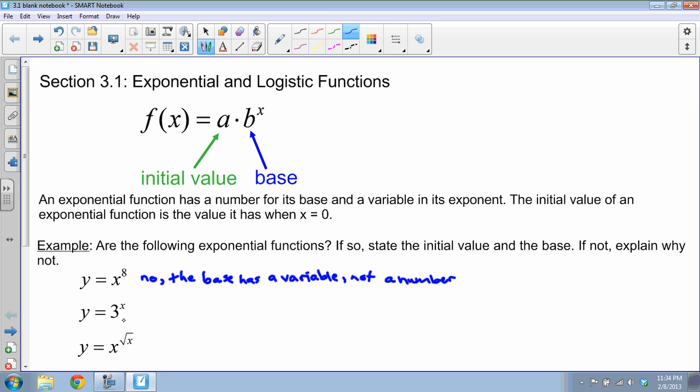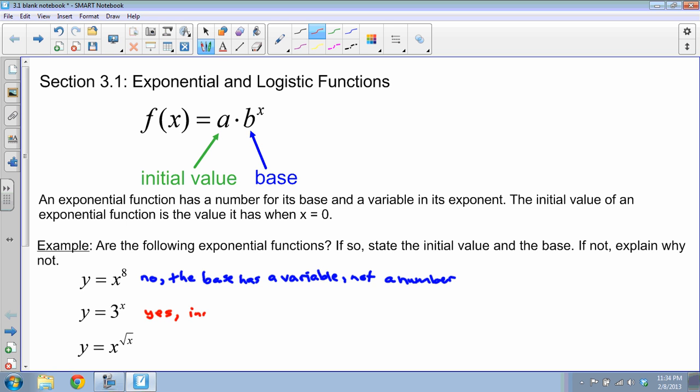On the second one, we have 3 to the x. Okay, and notice that this doesn't really have the whole a times b to the x thing, but that's okay. This is still an exponential function because it's a number to an exponent that's got a variable. So we would say, yes, this is an exponential function, and it wants us to state the initial value.